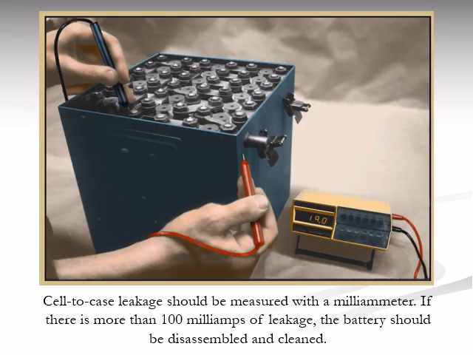This image shows a technician performing a cell-to-case leakage test on a nickel-cadmium battery using a milliammeter. This test checks for unwanted current leakage between the battery cells and the metallic case, an indication of contamination or electrolyte residue. To perform the test, one probe is connected to the cell terminal and the other to the case.